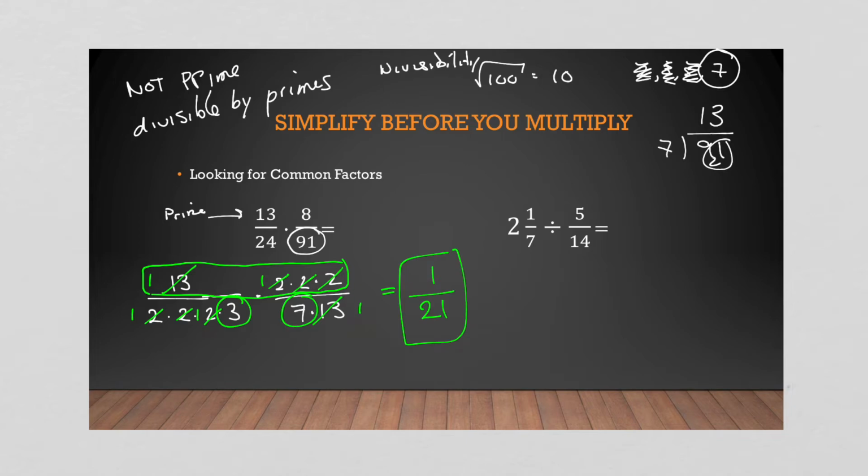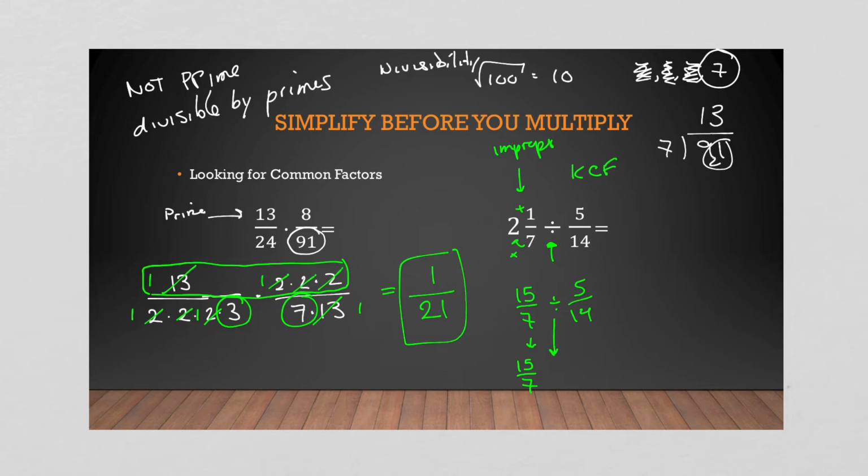Now here we have division. So there's only one fine detail for division: first I'm going to convert this to an improper fraction. And that's going to give me 2 times 7, 14 plus 1. So I have 15 over 7 divided by 5 over 14. Now the piece to division is, some kids will say KFC. I actually prefer KCF. Keep the first fraction.